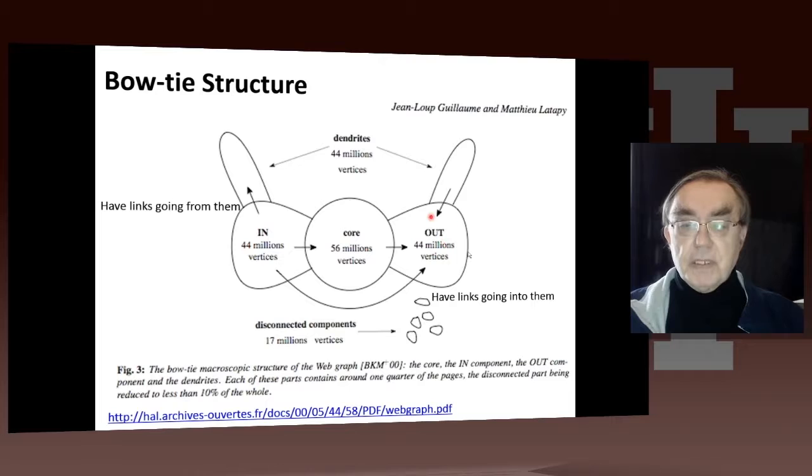So here we have a bunch of vertices with links going into them, a bunch of vertices with links going out of them. We have a sort of homogeneous core with links going in and out. We have things sticking out of this, dendrites, 44 million here. And then we have disconnected components, 17 million. So this is the so-called bow tie structure: central core, in and out sections. And there's about a quarter of the web in the various parts, the in, the core, the out, and the rest.